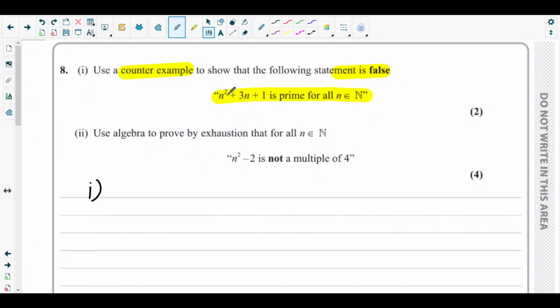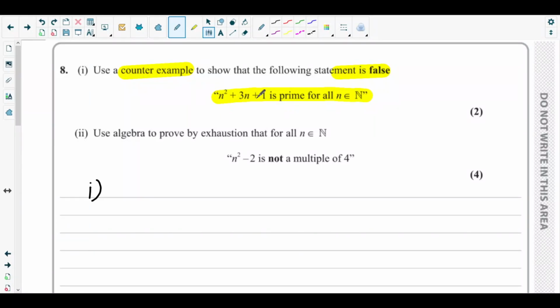Next, n equals 2. 2 squared is 4, plus 6 is 10, plus 1 is 11. 11 is a prime number, so reject. Next is 3. 3 squared is 9, plus 9 is 18, plus 1 is 19. 19 is also a prime number.